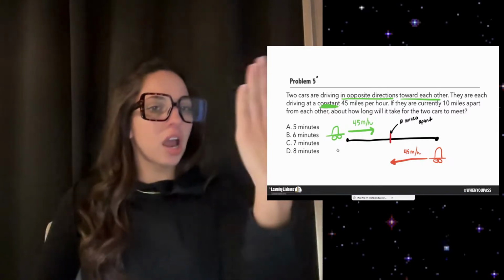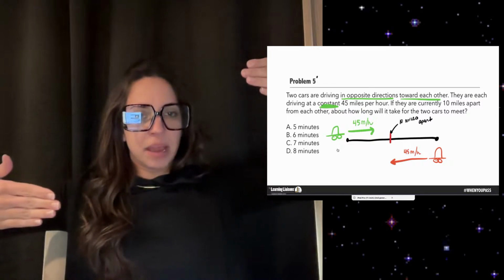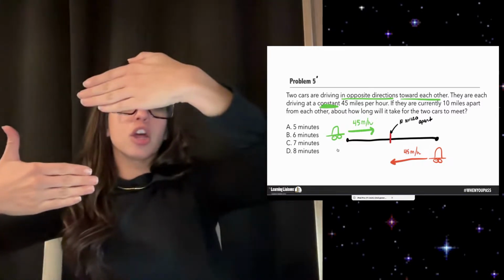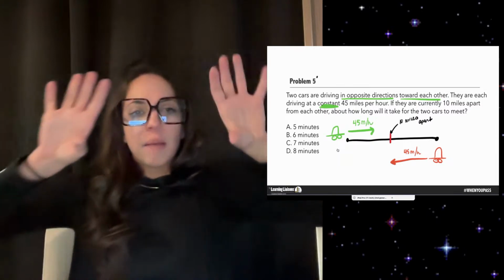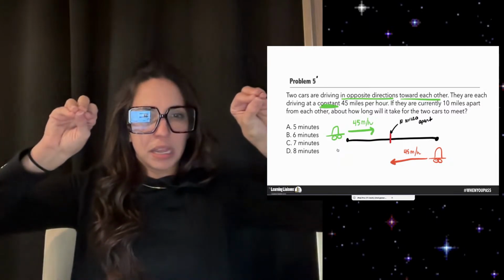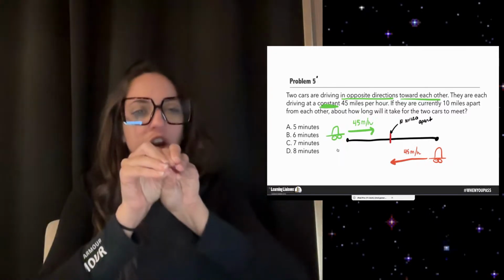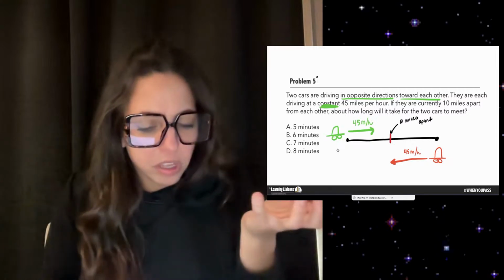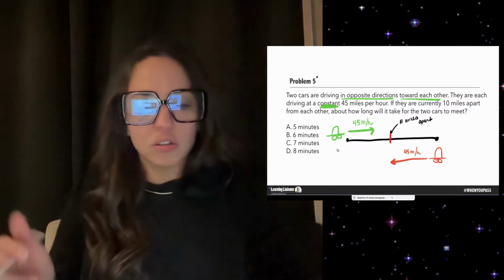However, if this car was going at 30 miles an hour and this car was going at 15 miles an hour or 10 miles an hour or whatever, they're going to meet closer to that slower car because that one's not going as fast. But because they're going at the same speed and they're 10 miles apart, they're going to meet at the 5 mile marker. Does that make sense?